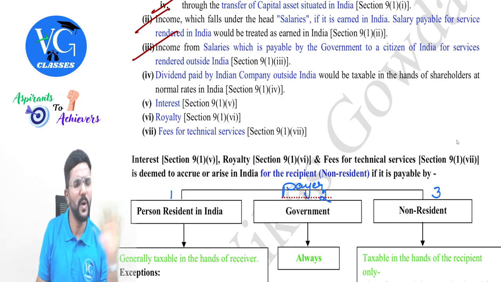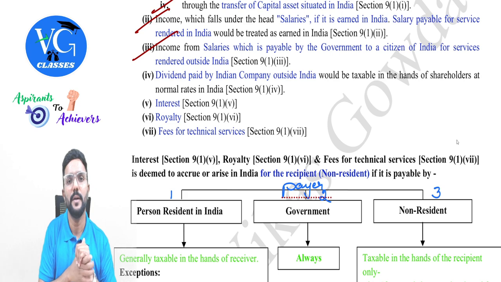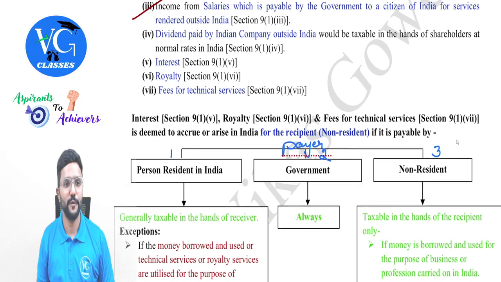But for them, all the allowances and perquisites would be exempt, guys. All the allowances and perquisites would be exempt, which we'll learn in the salary chapter. But basic pay, bonus, commission, and all will be taxable. Okay, next point. Fourth one.